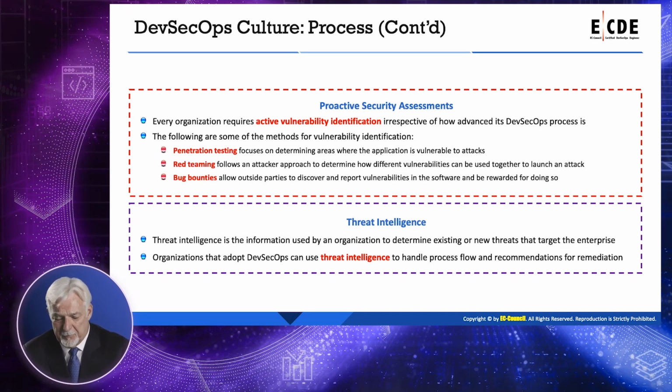Another source of process that should be integrated is threat intelligence. Threat intelligence is the information used by an organization to determine existing or new threats that target the enterprise. Organizations that adopt DevSecOps can use threat intelligence to handle process flow and recommendations for remediation. Basically, threat intel is sourced from outside your organization. It can come from anywhere, such as websites, vendors, software vendors, government organizations, etc. It's you keeping your finger on the pulse of what's happening in the security world outside of your organization.